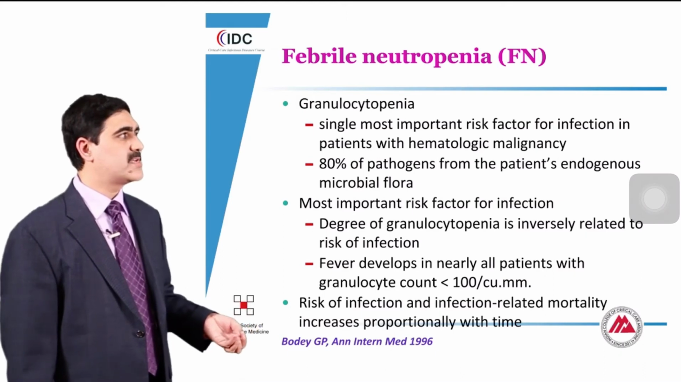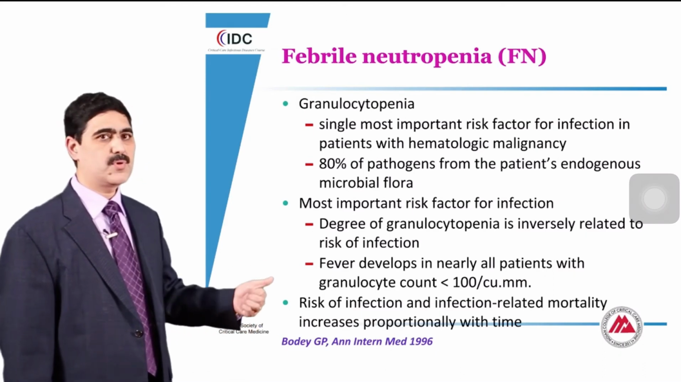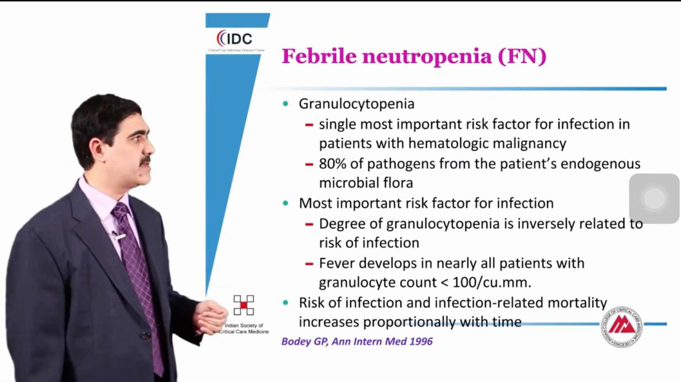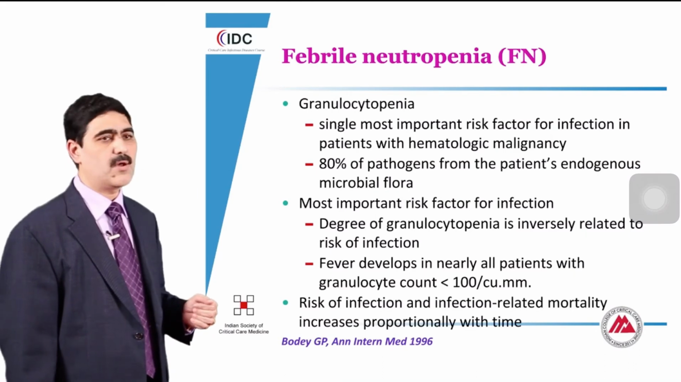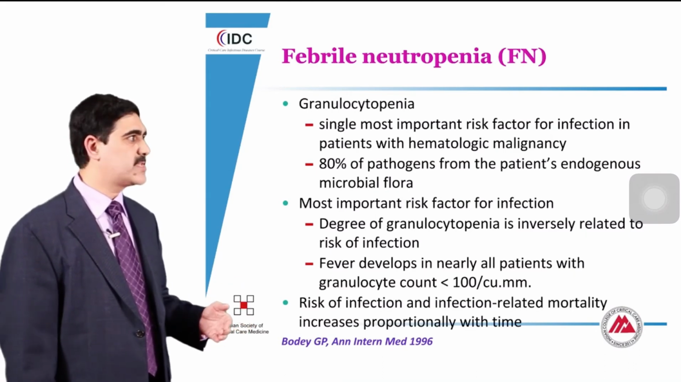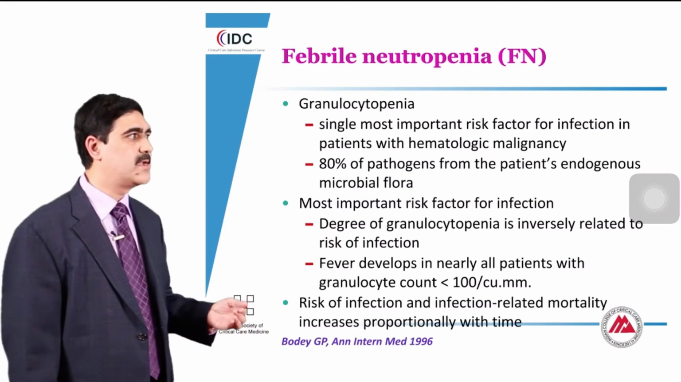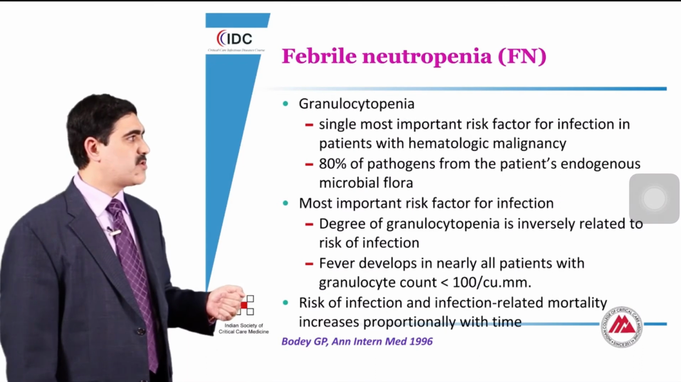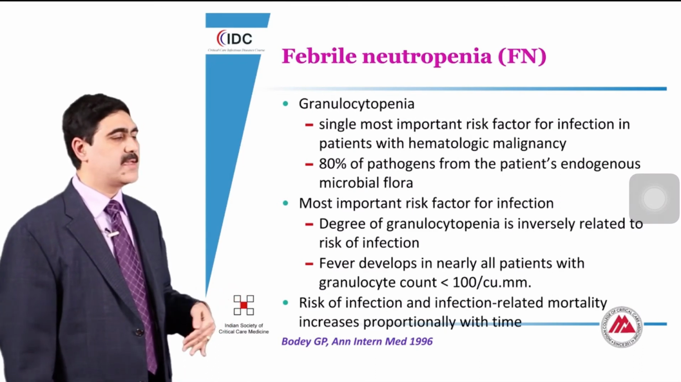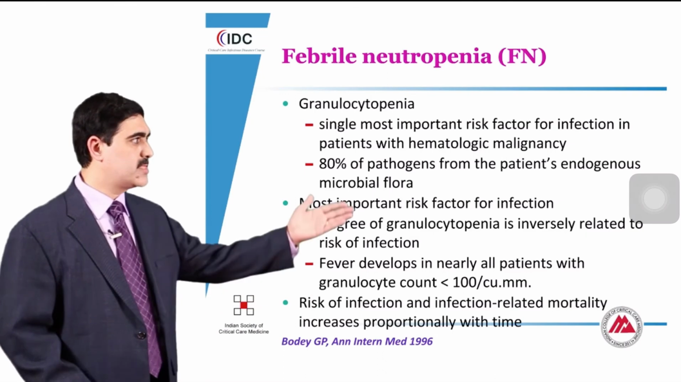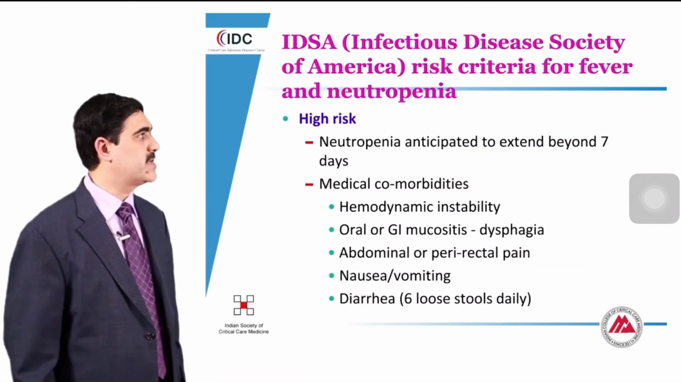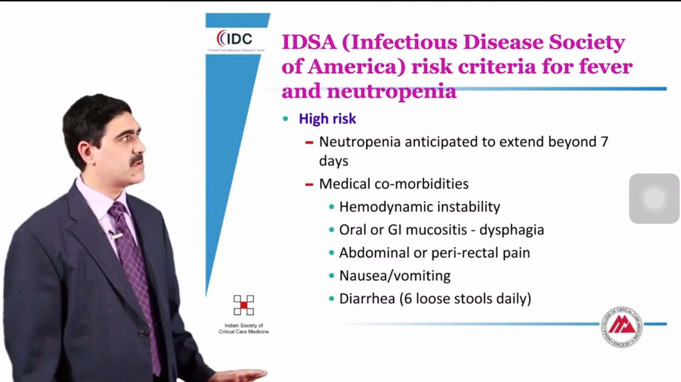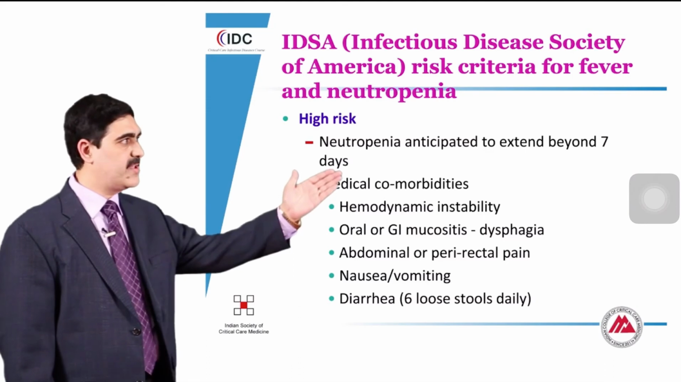The most important risk factor for infection is, of course, the degree of granulocytopenia and how long they have remained neutropenic. And fever develops in all the patients who have granulocyte count less than 100, even for a shorter duration of time. The risk of infection and infection-related mortality increases proportional to the time duration in which the neutropenia is present. This is the Infectious Disease Society of America's IDSA's risk criteria for fever and neutropenia.